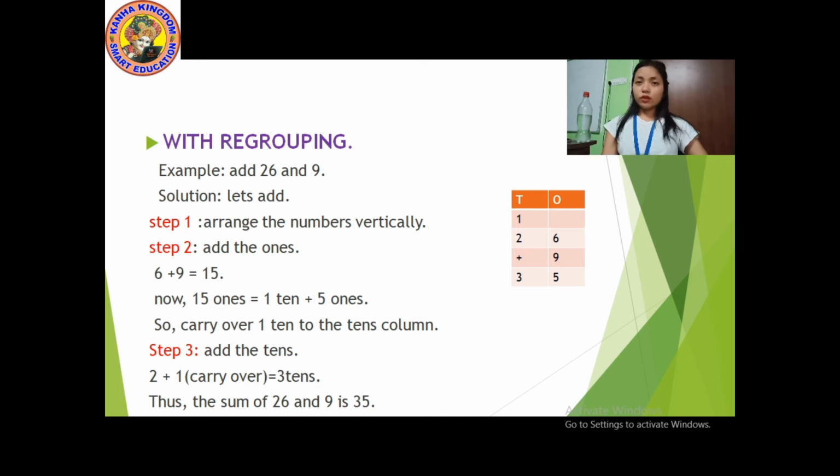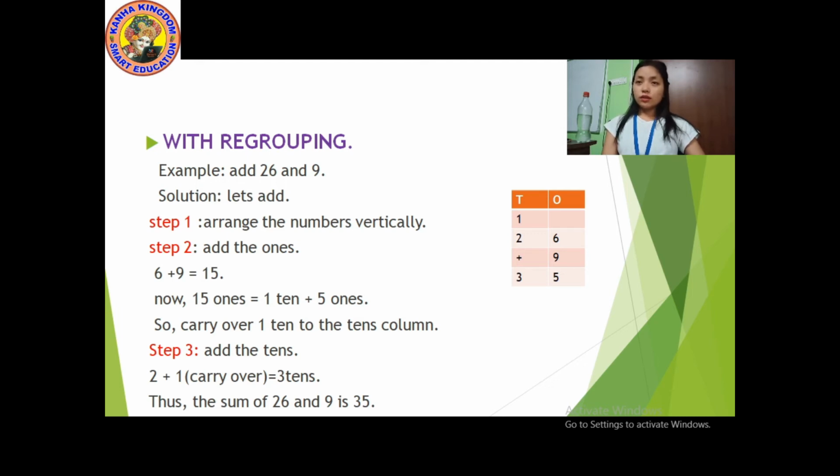Now the third step, add the tens. We should add the tens. Okay student, see, add the tens. In 26, 2 is the digit in the tens place, and there is no other digit in 9, because there is only one digit, that is 9, which is itself in the ones place.